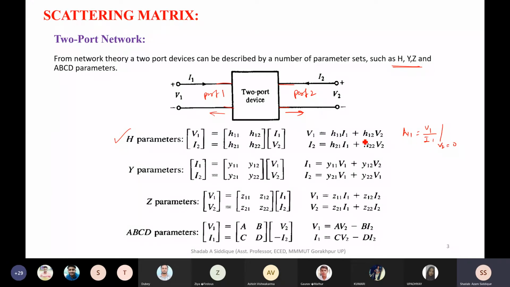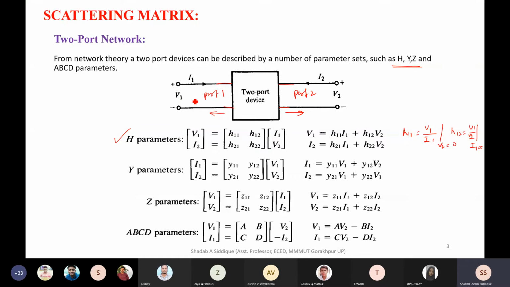Similarly, if you want to find H12, it should be equal to V1 upon V2, taking care that I1 should be equal to 0. If you substitute this in the equation, you will get these two. So if I1 is equal to 0, that means this terminal should be open. Okay, this should be open circuited.